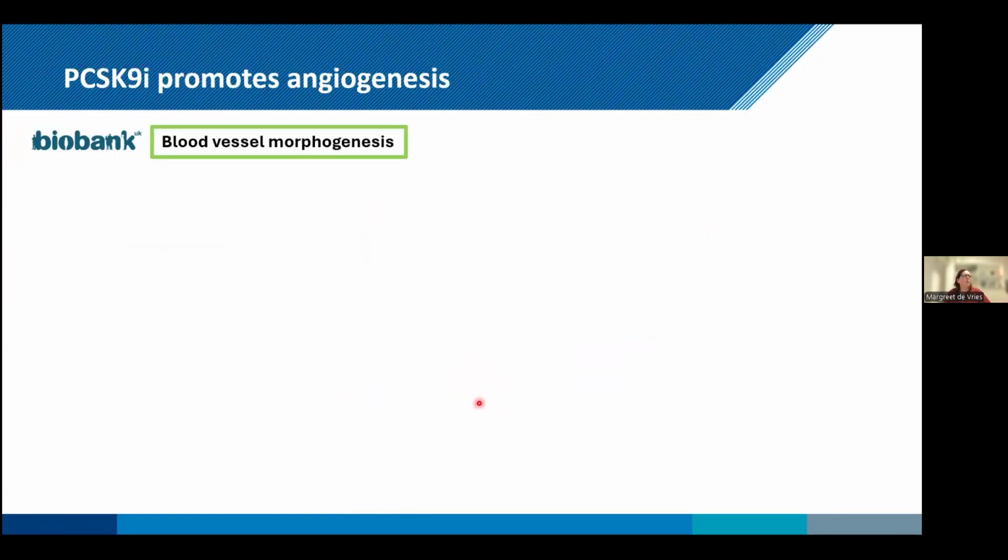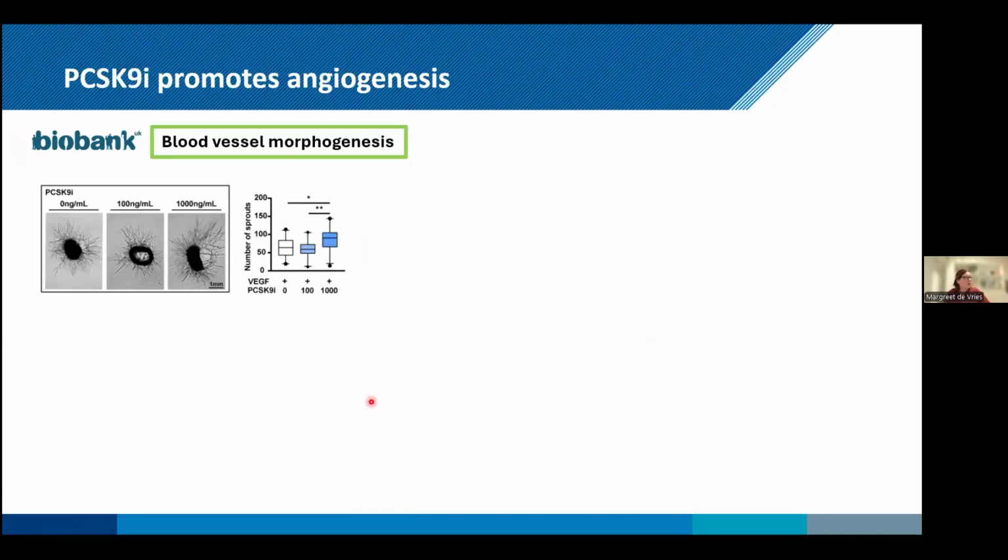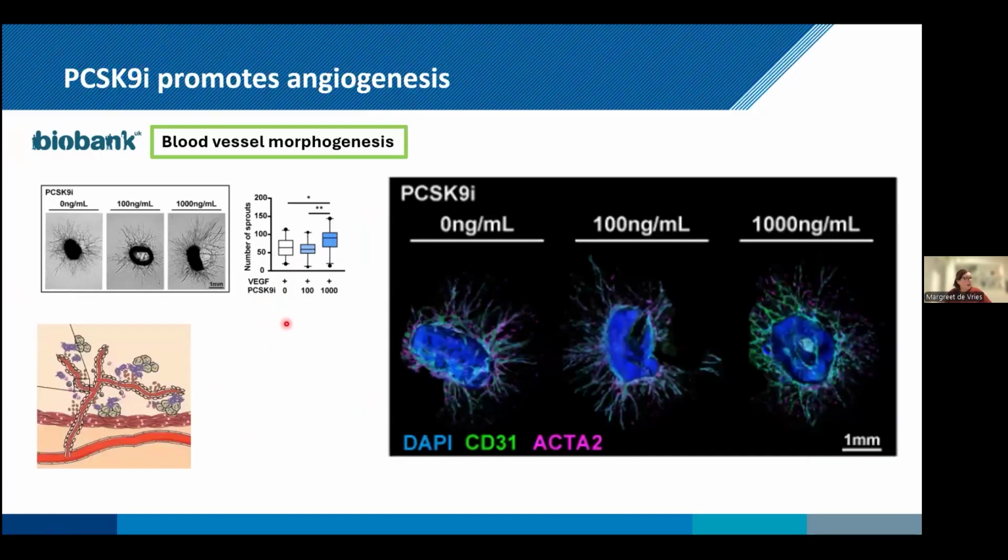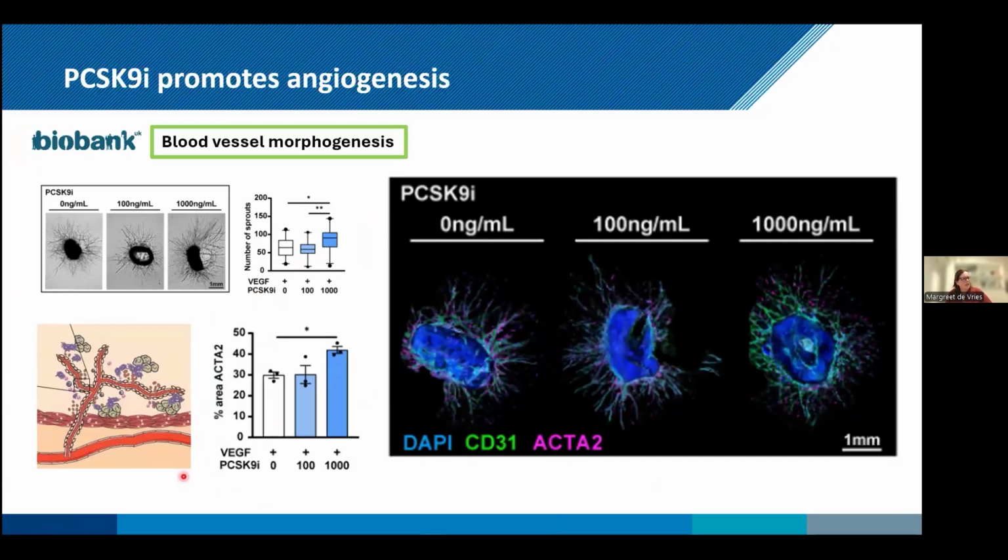But what about the blood vessel morphogenesis? To study the effect of PCSK9 on angiogenesis, we performed an aortic ring assay, and we saw that upon PCSK9 inhibitor, we saw an increased number of sprouts in these aortic rings. And when we looked at the quality of these neovessels, so at the coverage of pericytes using the ACTA2 staining, we could see that PCSK9 inhibition increases the number of pericytes around these sprouts.